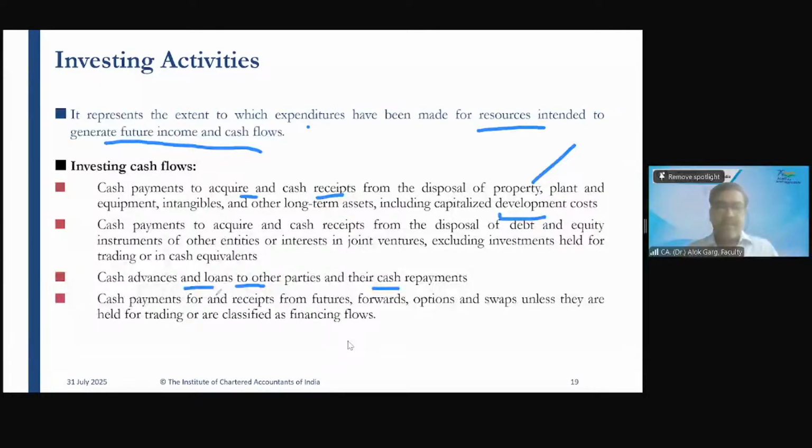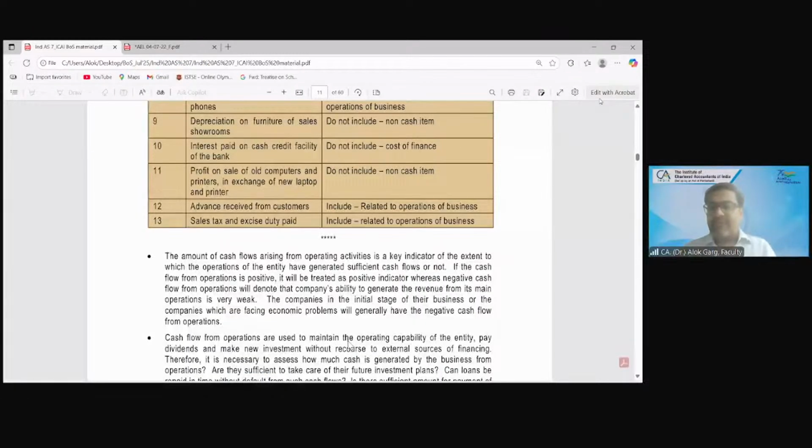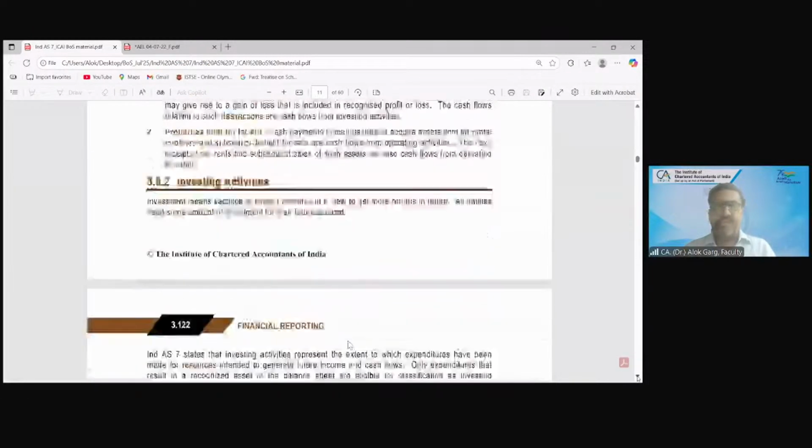Very good. So cash payment and receipt from future, forward, option, swap, unless they are held for trading or are classified as financing cash flow, right? So cash flow from the hedging instrument, these are also investing activity, right? Now, you need to tell me, is it an investing activity or not? So let me again use my study material for this illustration number 3.